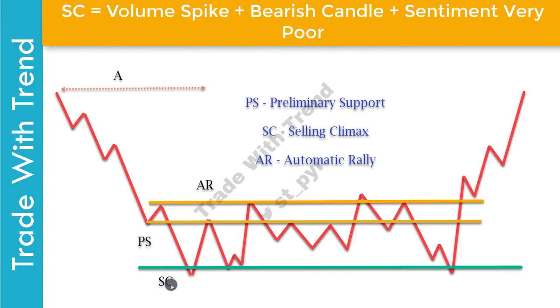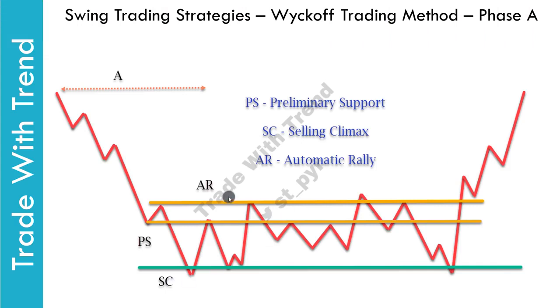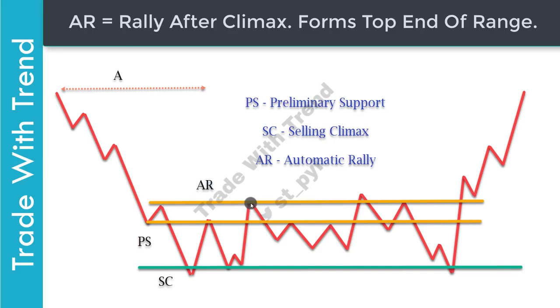So this day typically gives a feeling of more selling to come in the near future, and sentiment is clearly negative on such days. So the third sign of a down move ending comes with an automatic rally, that is marked as AR, which is this point of a range.